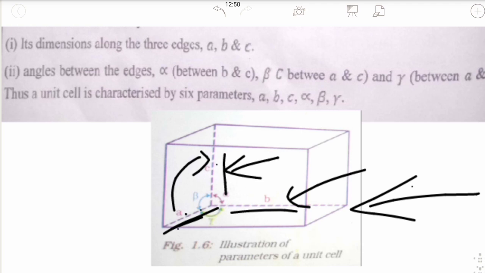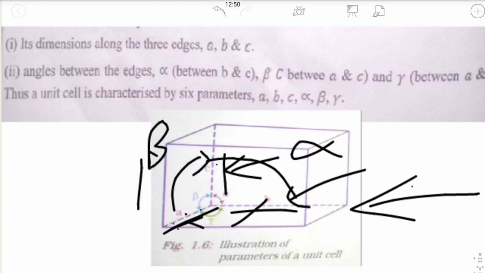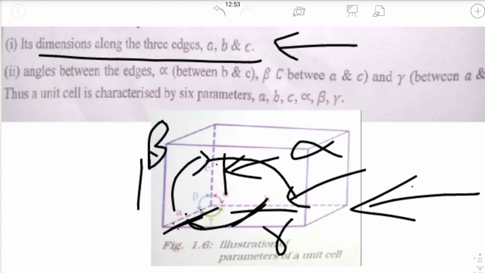The angle between A and C is called beta, and the angle between B and C we call alpha. This is beta and this is alpha, and the angle between A and B is called gamma. C determines the height, its dimensions along the three edges A, B, C. A determines the height, B determines the length and C determines the width.